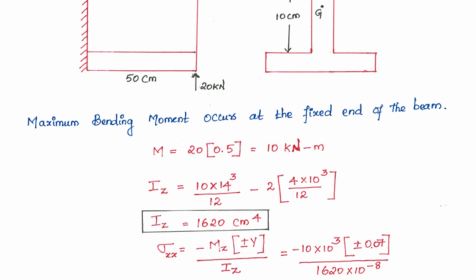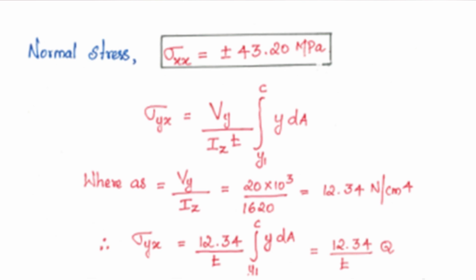Then find the bending stress, minus Mz y by Iz, with plus or minus y. Here I used plus or minus y because it is symmetric with respect to both the axes. That is, the bending stress is either maximum on one fiber side, or minimum on the other fiber side. So, here you are getting plus or minus 43.20 MPa. After that, we are going to calculate the shearing stress. Sigma yx equal to Vy by Iz t integral y dA.